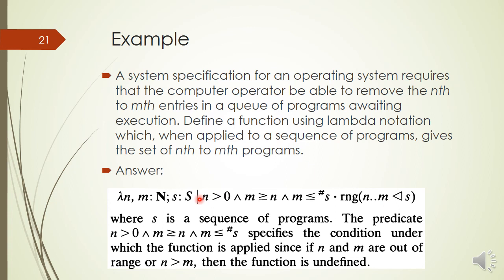And this predicate basically represents the property of indexes, that the start index must be greater than 0 and the end index must be less than or equal to the size of the sequence. So the predicate specifies the condition under which the function is applied, since if n and m are out of range or n is greater than m, then the function is undefined.